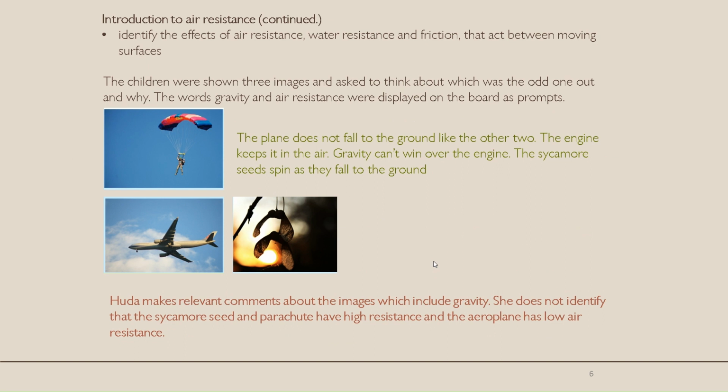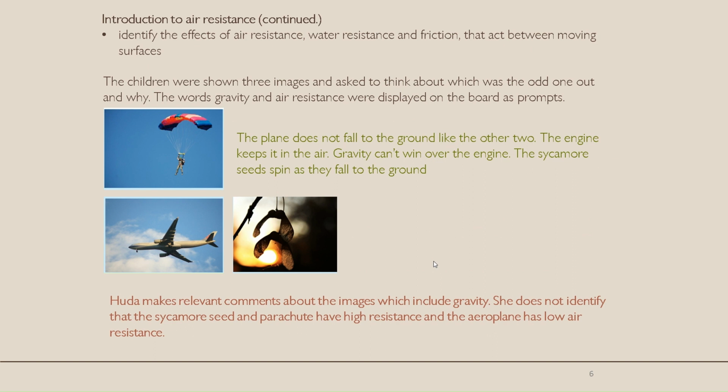The children were shown three images and asked to think about which one was the odd one out and why. The words gravity and air resistance were displayed on the board as prompts. The plane does not fall to the ground like the other two. The engine keeps it in the air. Gravity can't win over the engine. The skydiver and seat spin as they fall to the ground. Huda makes relevant comments about the images, which include gravity.